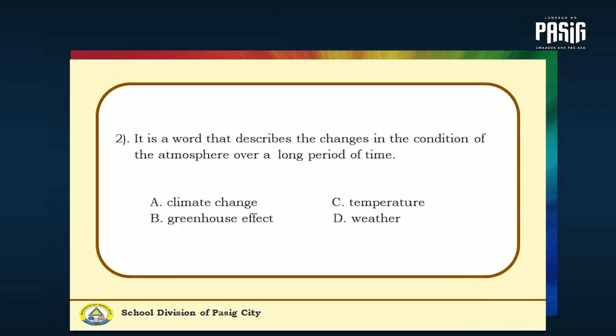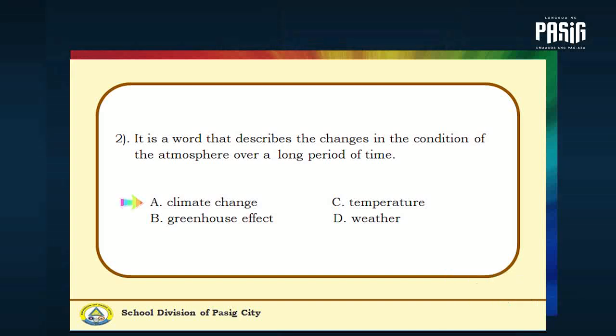Global warming. Number 2. It is a word that describes the changes in the condition of the atmosphere over a long period of time. A. Climate change. B. Greenhouse effect. C. Temperature. D. Weather. Timer starts now. And the answer is letter A.